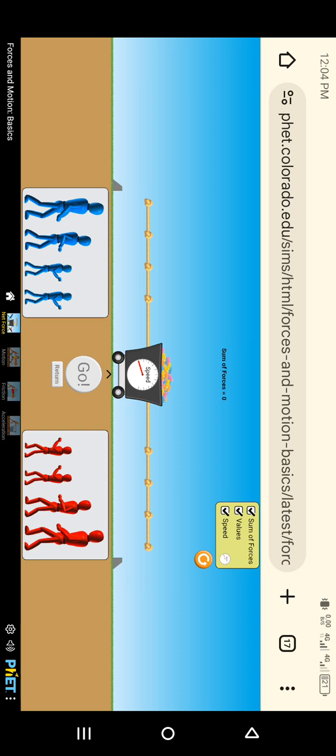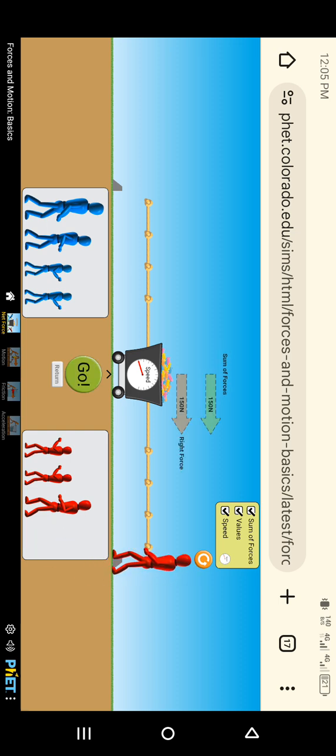Now, on the bottom, we have two boxes, one on the right and another on the left. The one with the red colored people, another with the blue colored people. We can pick one for the red people and another for the blue people, and their magnitude will be displayed. So if I put this one, it shows this red person has 150 newtons, which is going to act rightward. You remember that rightward forces are always positive.